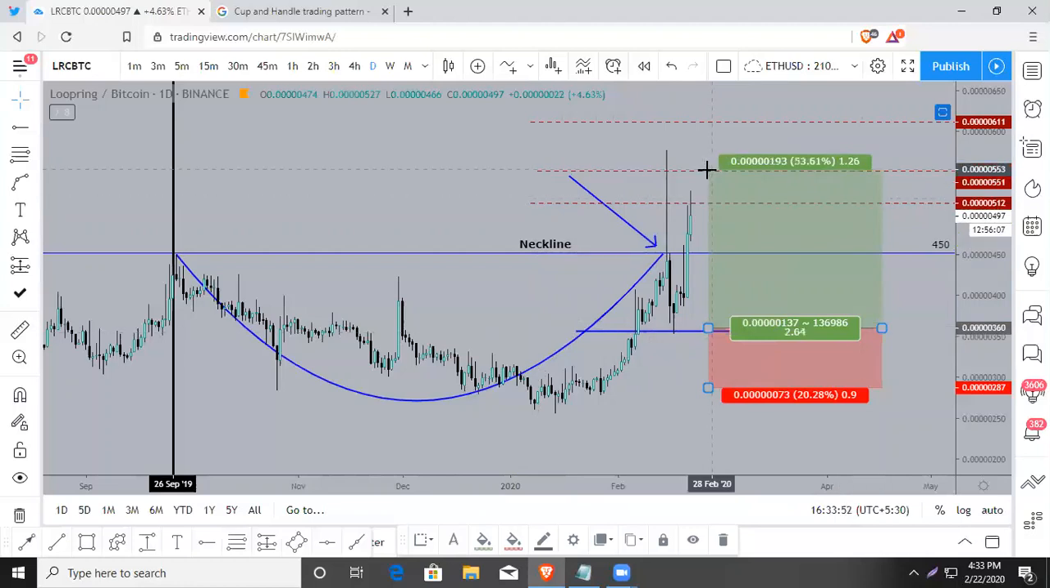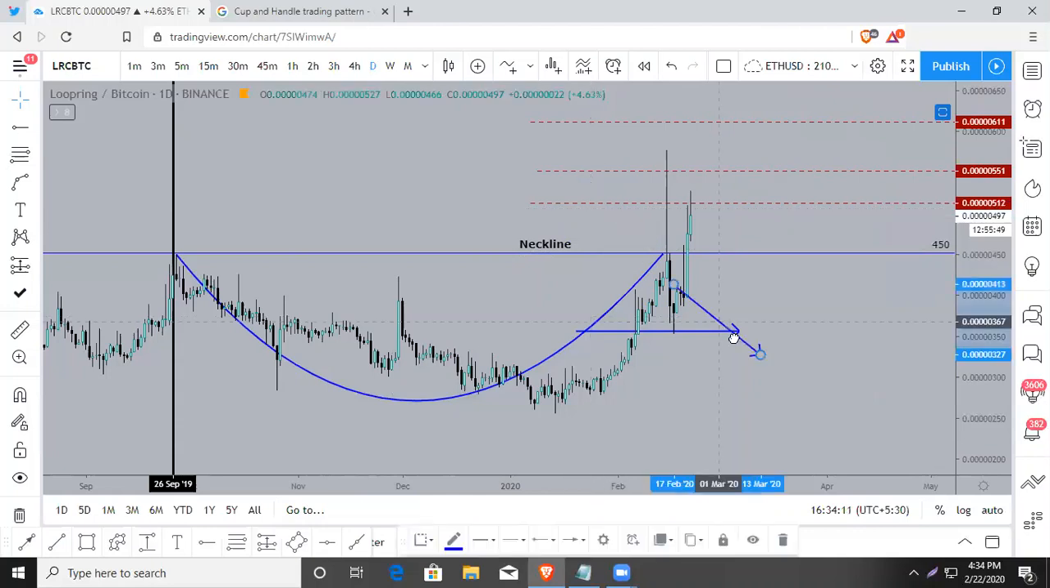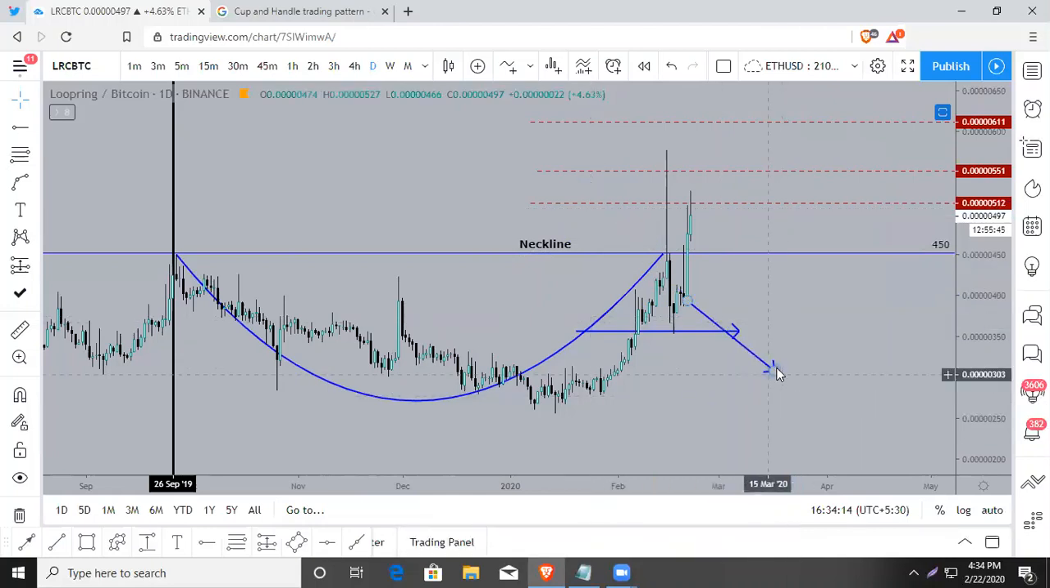It is 2.6 on the second target, and if we go to 261%, it goes to 3.5 risk reward, and that is very good to trade. So that is how you can take your first entry, but this is an aggressive entry, because in case the handle is not formed and it is not a cup and handle pattern, the price may directly drop down and you might get your stop loss triggered. So it is an aggressive entry.